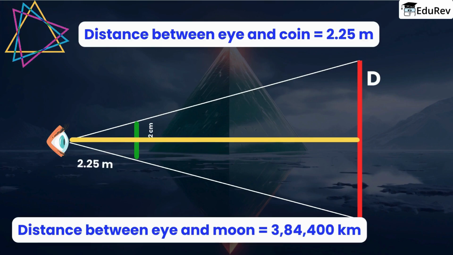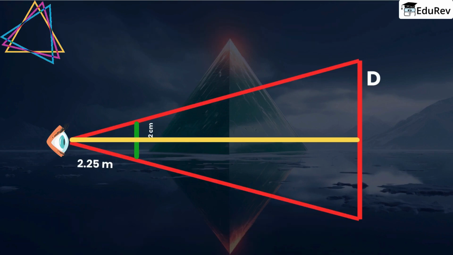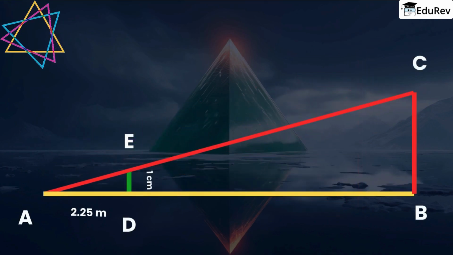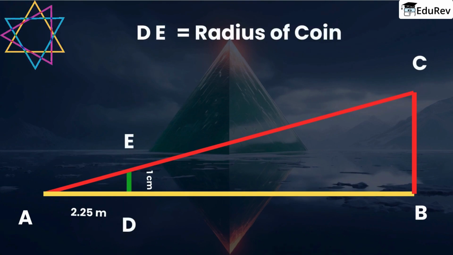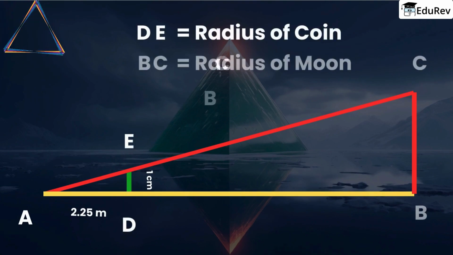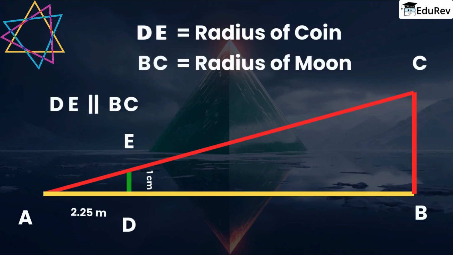From our research, we know that distance between Earth and Moon is 384,400 kilometers. Now let us visualize a triangle. For ease, we will cut the triangle into two right triangles. We take one right triangle and name it ABC. We name the points such that DE represents radius of coin and BC represents the radius of the moon. The coin will work as a line parallel to base.